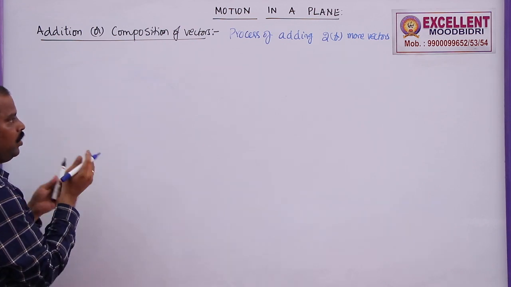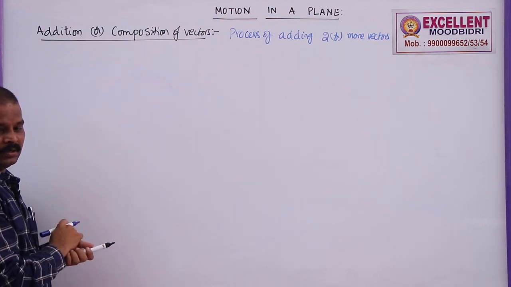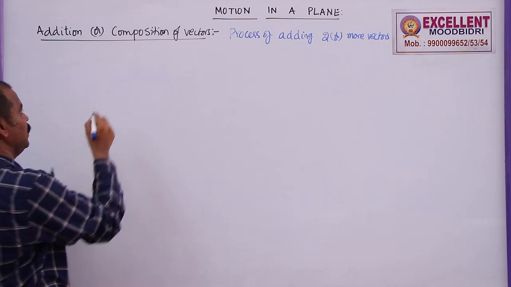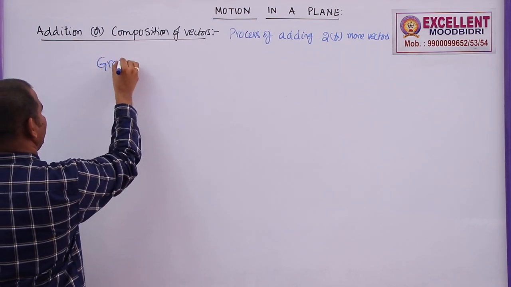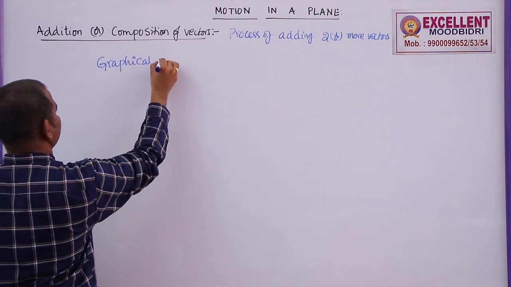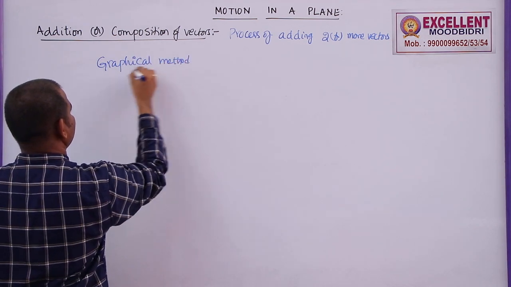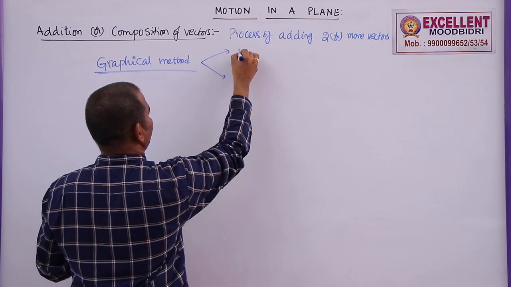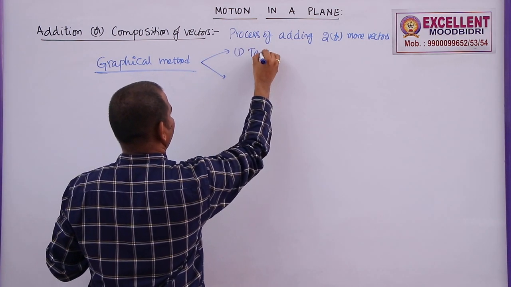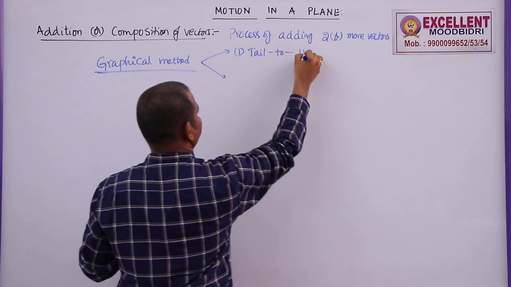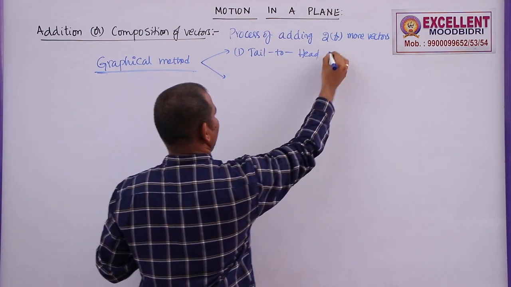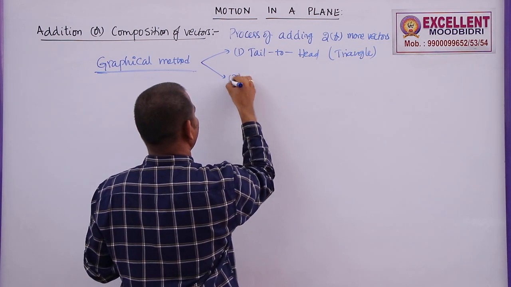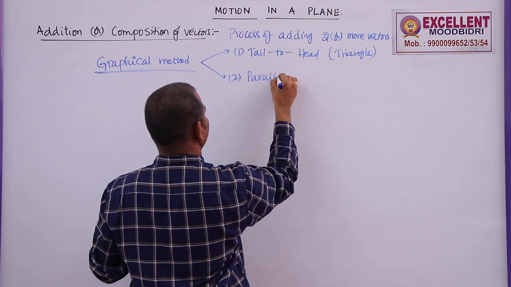Now, how to add two or more vectors? Here we have different methods. First, let me explain the graphical method. In the graphical method, we have two more methods. One is the tail to head method, also called the triangle method. The second one is the parallelogram method.